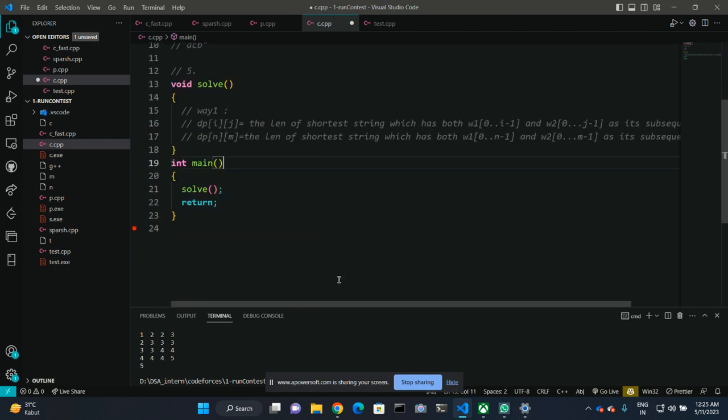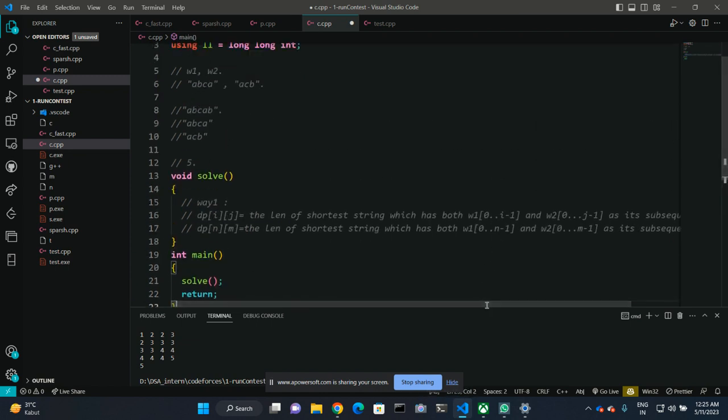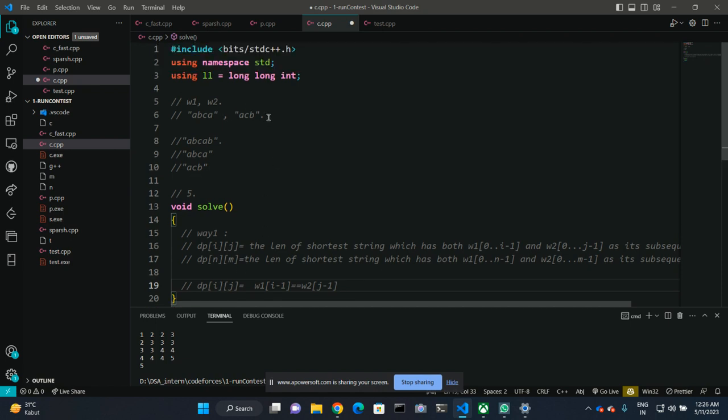How do we generate DP[i][j], assuming the previous values are already computed? How do we do that? DP[i][j], the length of the shortest string, has two cases. If W1[i-1] is equal to W2[j-1], so how to write? Let us suppose you take this example.